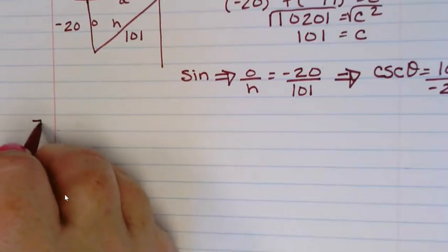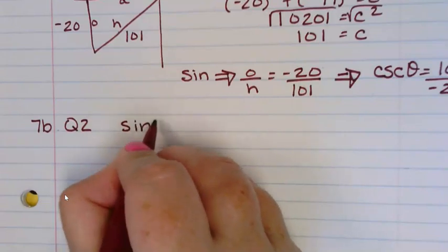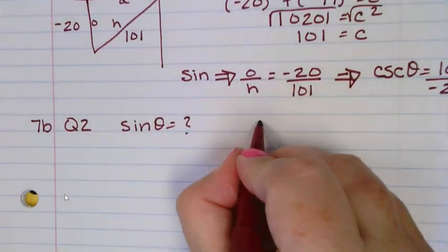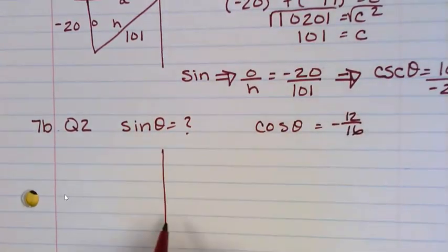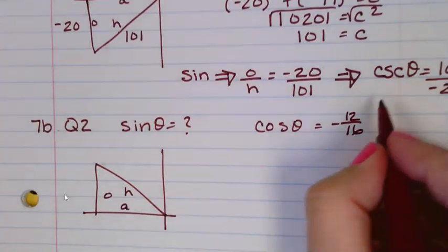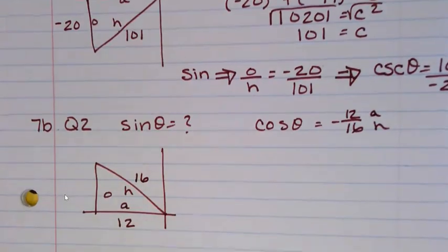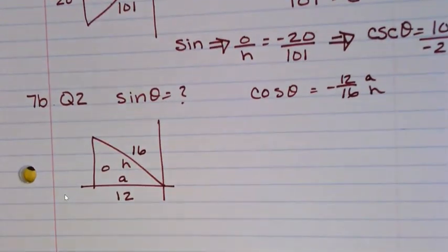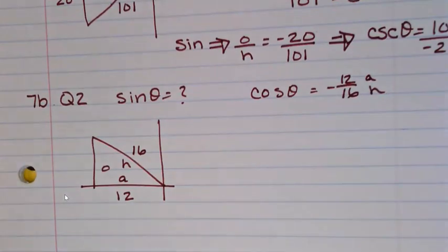Okay, and then 7b. They want sine, and cosine is negative 12 over 16. So quadrant 2, cosine is A over H, so 12 over 16. Don't place the negative. Put the numbers down first, and then ask yourself what can be negative. Can hypotenuse ever be negative? That would be correct. It is never negative. So the negative goes on the 12.